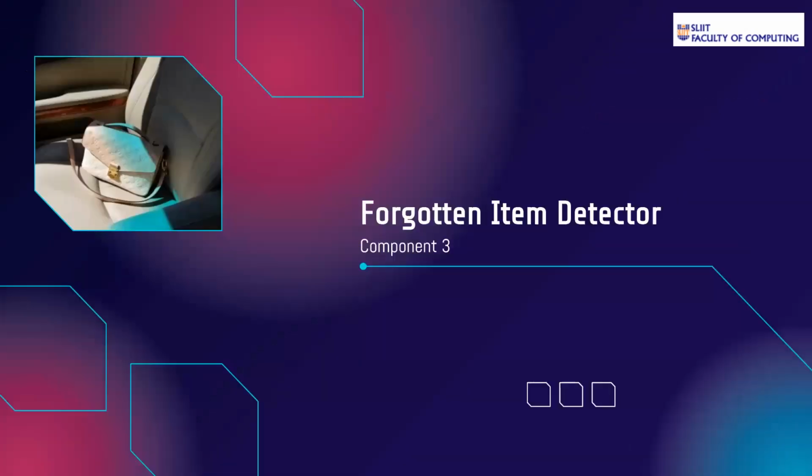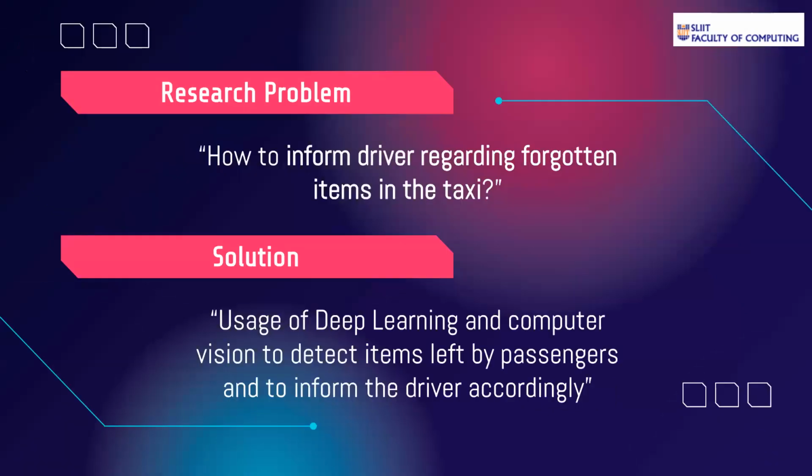Then the third component, the forgotten item detector. The research problem: we focused on how to inform drivers regarding a forgotten item in the taxi. Maybe someone can mistakenly forget an item in the taxi and get away from the taxi, but the driver won't see that. Might be after several hours the driver can see that. So then that must be too late.